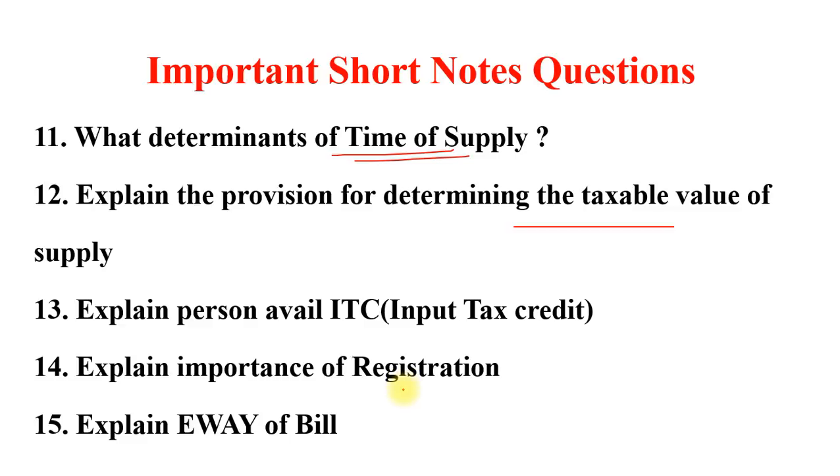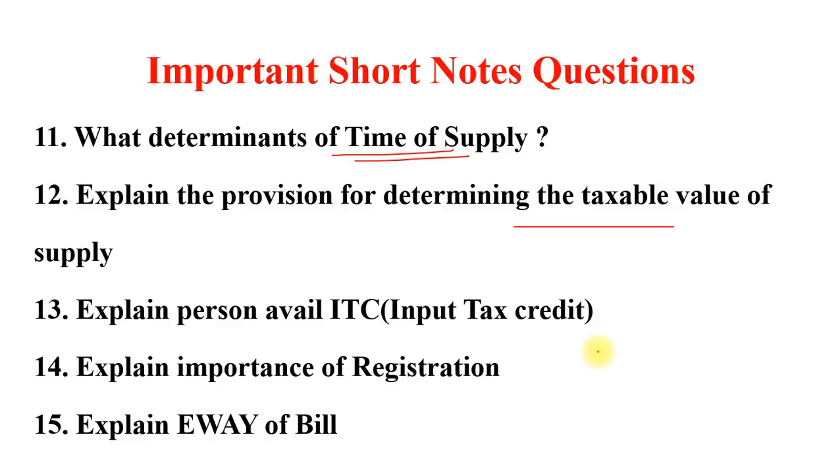So, what determines time of supply? You can take different situations under time of supply and what are the rules, how the earlier of applies, so you can write all those rules in that. What are the provisions of determining taxable value? So the format of taxable value with some rules you can note down. ITC, when can you avail ITC? Again, the rules are there, you can mention those rules there. Importance of registration, if you register, what are the benefits that you can get? Explain what is the e-way bill. Very important topic. So these are the first 15.